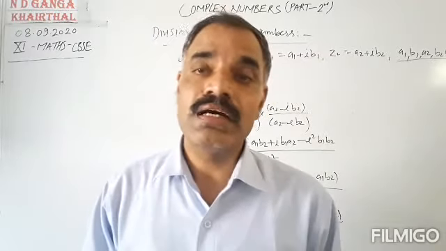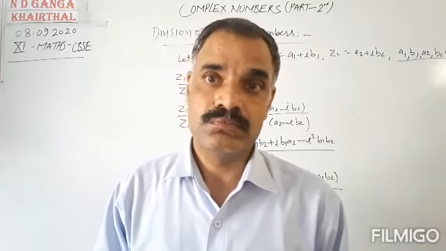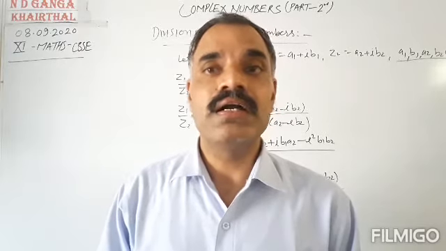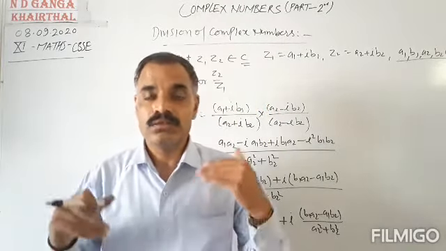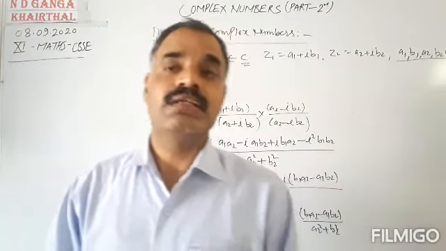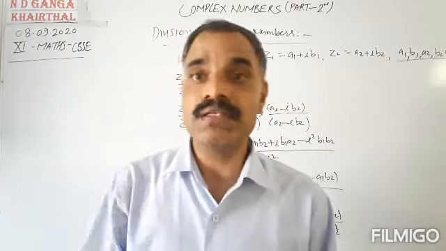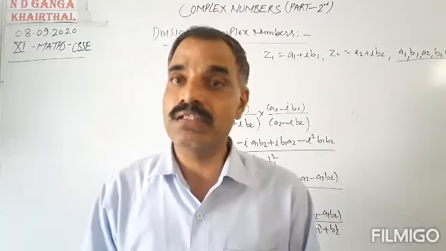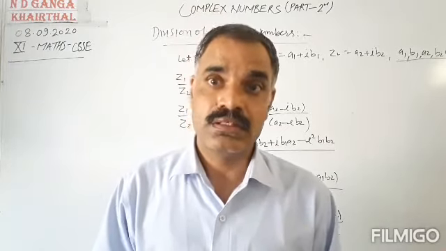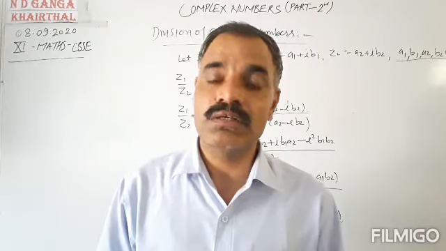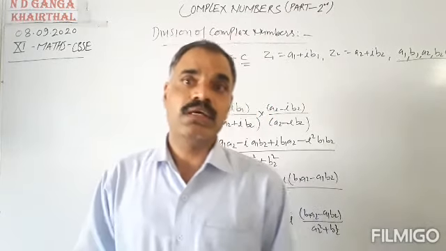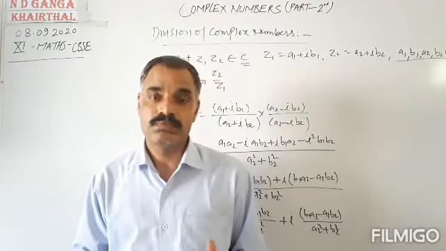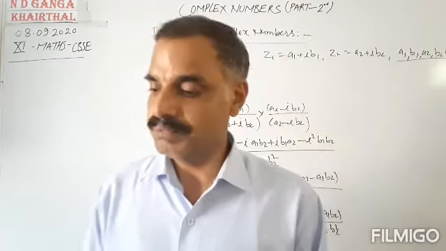Similarly we can find z2 upon z1. So this is the multiplication of two complex numbers, and this is the division of two complex numbers. Division of two complex numbers does not follow any property, meaning it is not commutative, associative, identity, etc. Okay, so now we will discuss another topic.